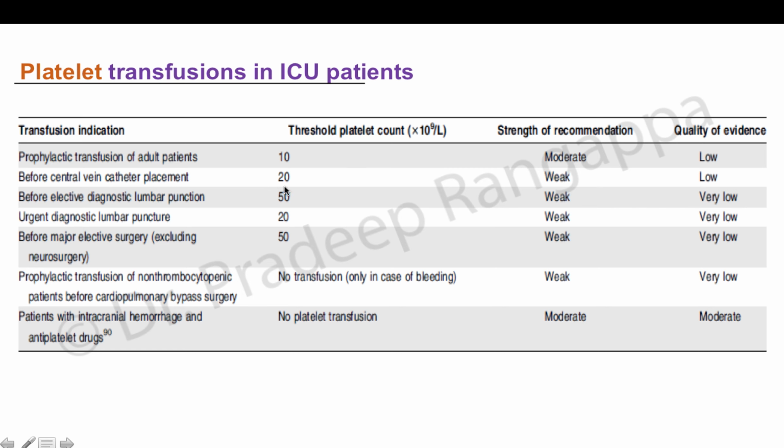So before CVC, the recommendation is 20,000 as the platelet count, and before lumbar puncture, 50,000. I think for all practical reasons in intensive care, we consider 50 as a ballpark, and we want the platelet count to be a little more than 50 before doing any major procedure. But for CVC, it says 20,000. And before major elective surgery, I think all of us are clear, it is 50,000.